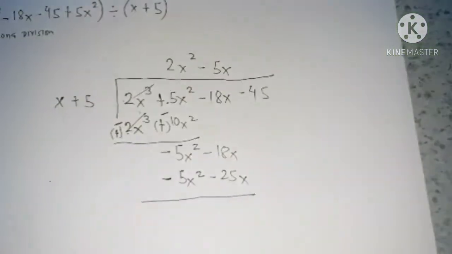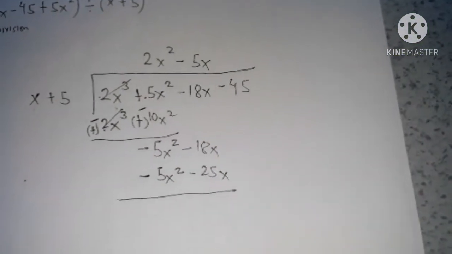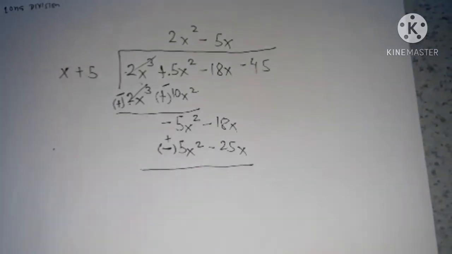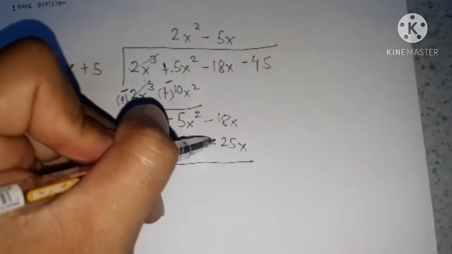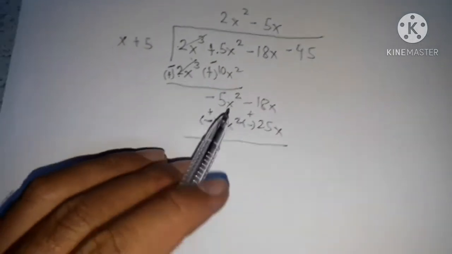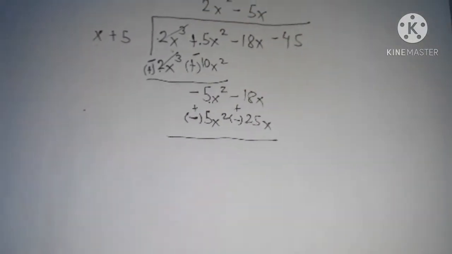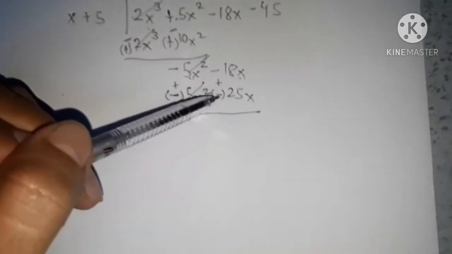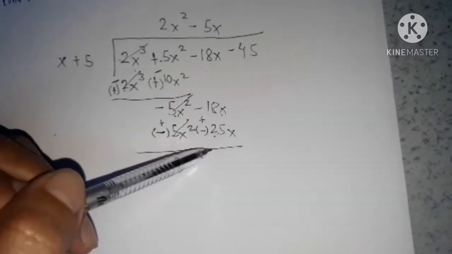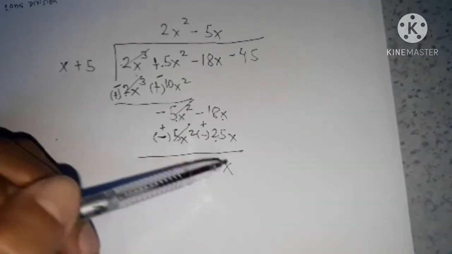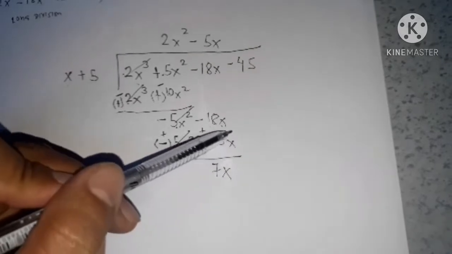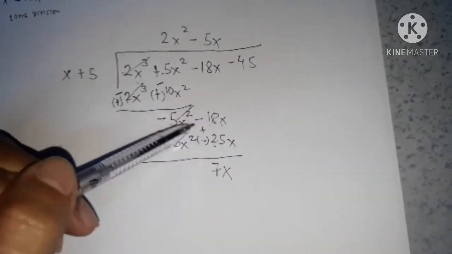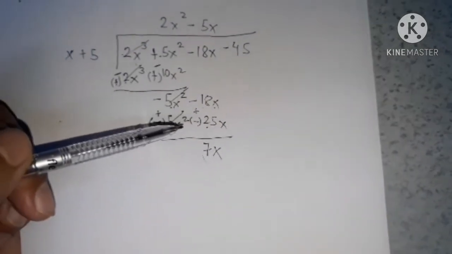Ayan. And then change the sign of the terms, proceed to addition. So negative 5x squared magiging positive, and then negative 25x magiging positive. So negative 5x squared plus positive 5x squared, that is 0. And then negative 18x plus positive 25x, that is positive 7x. Pwede natin i-take as 25x minus 18x. So 25 na x, bawasan ng 18 na x, that is 7x.